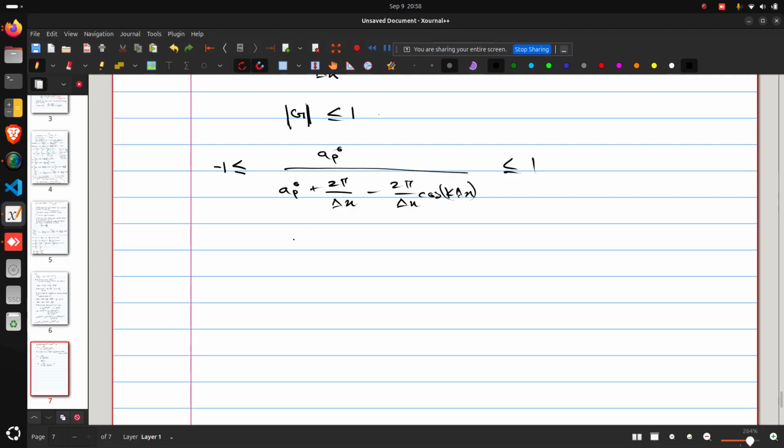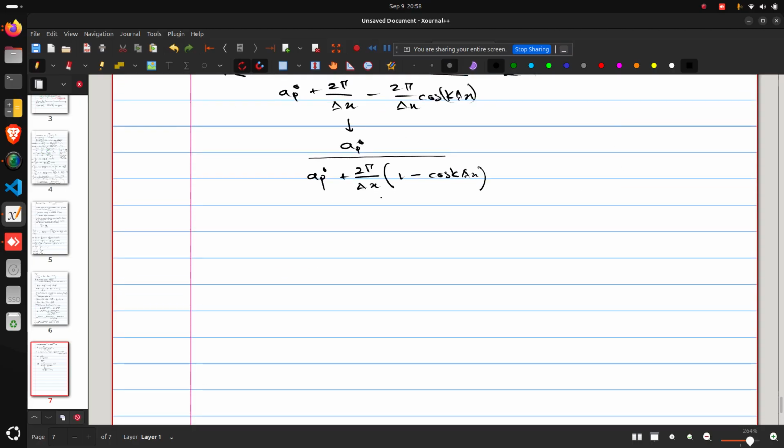Okay, so now what is this? This is AP naught. I'll just make it a little bit simpler: AP naught plus 2 gamma by delta x times 1 minus cos k delta x. Okay, this part is fine. So now we again have to do some manipulation here. Here 1 is nothing but sine square k delta x by 2 plus cos square k delta x by 2, since sine square a plus cos square a is equal to 1.